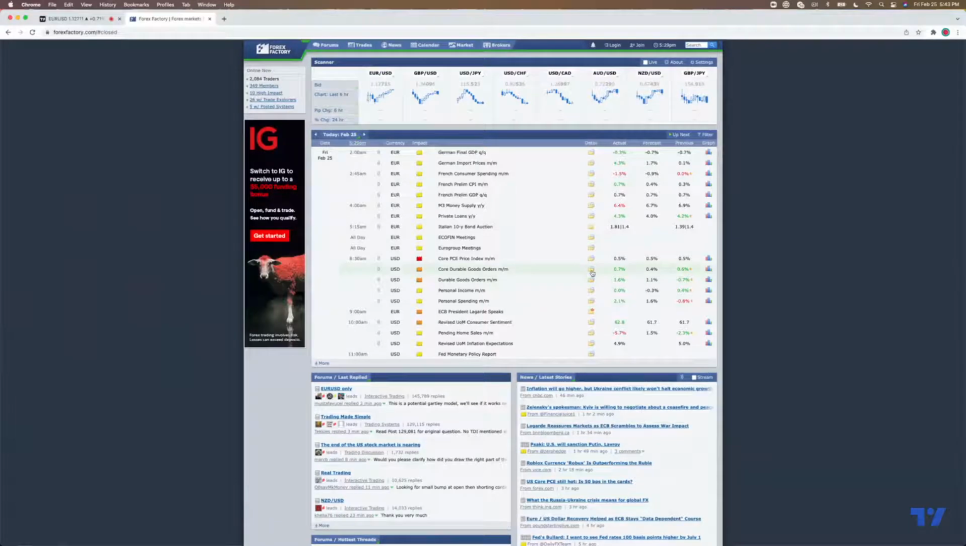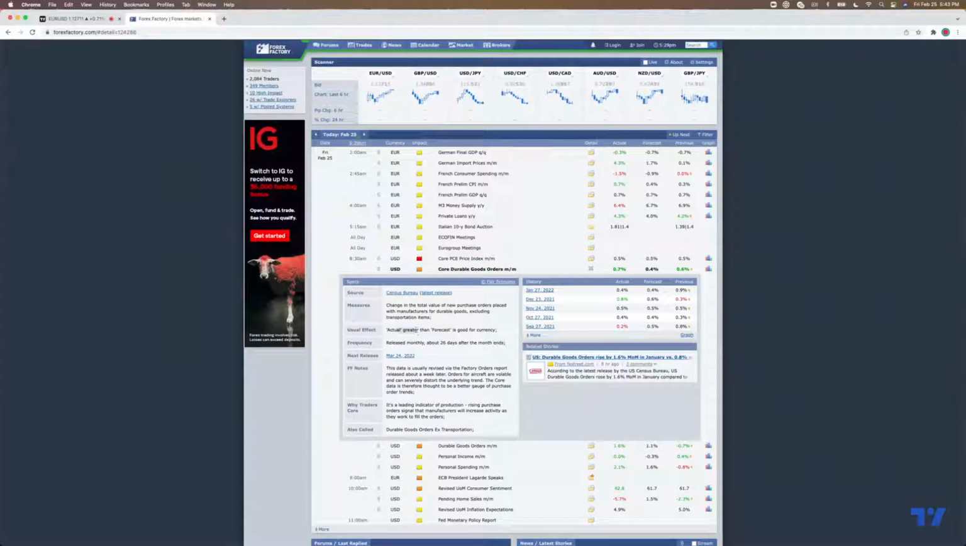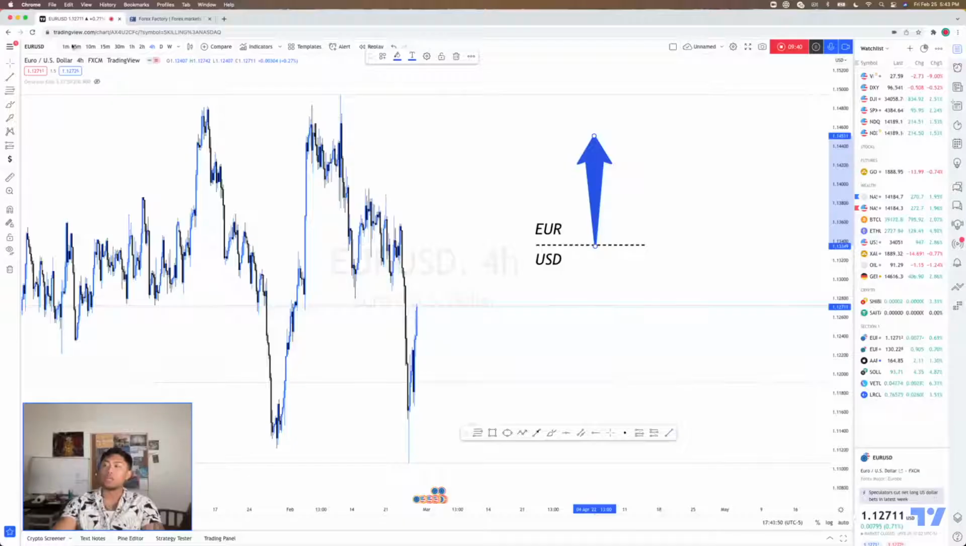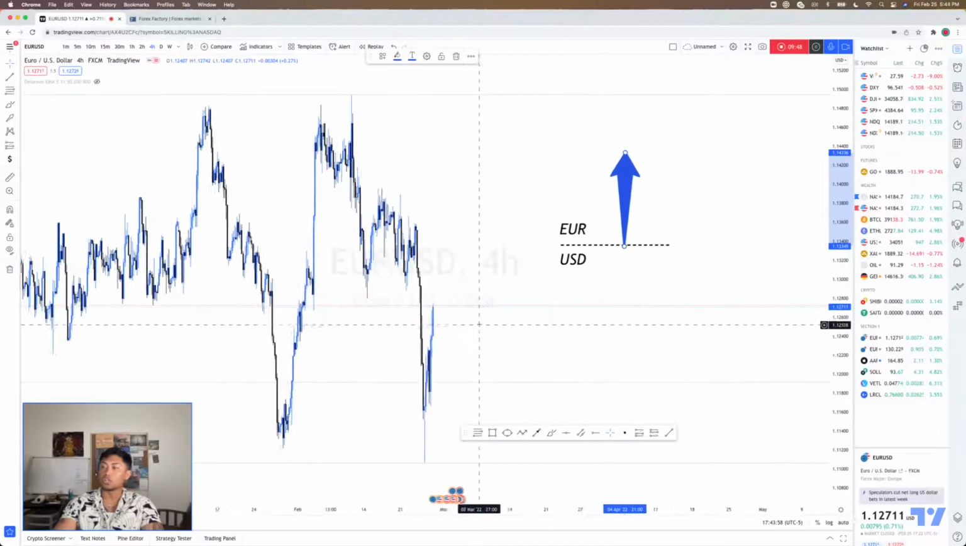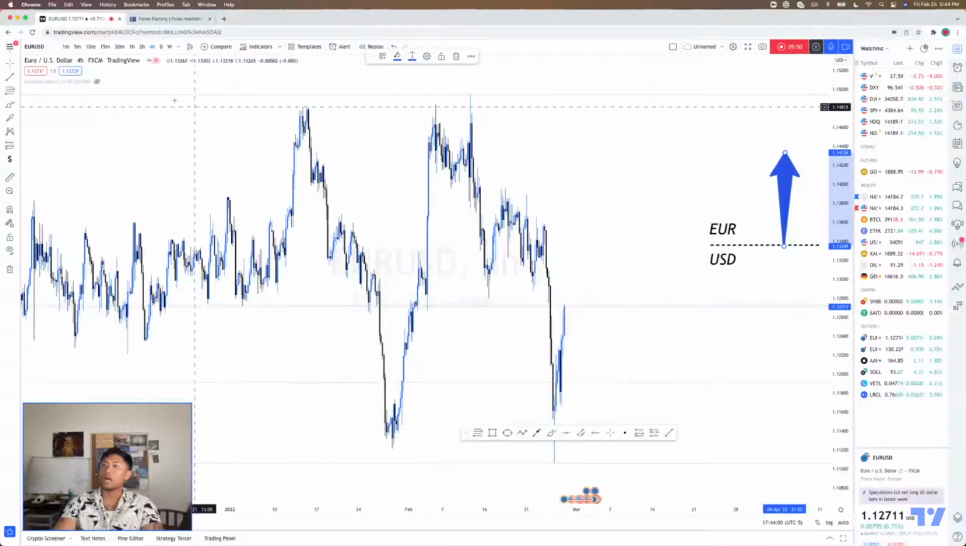But looking at this though, right? So core, we got the core durable, and let's check out what it says. It says actual greater than forecast is good for the currency. And you can see that this is also good for the currency. So therefore, what should have happened was not only you had euro pushing up, but also US is pushing up. So whenever you see that, it could cancel each other out. Let's see what happened though.